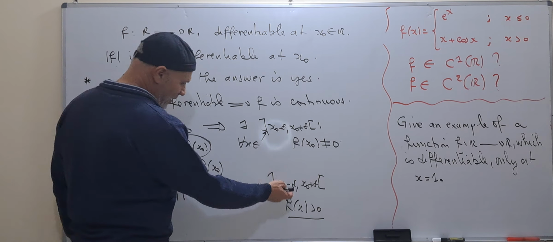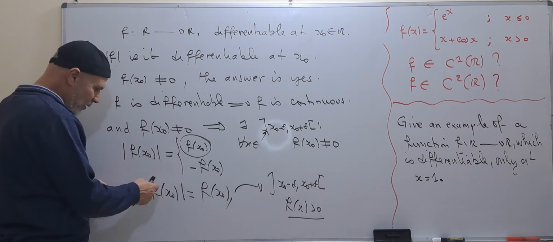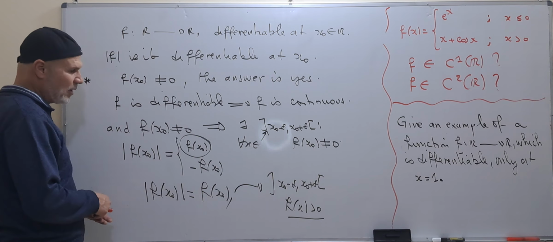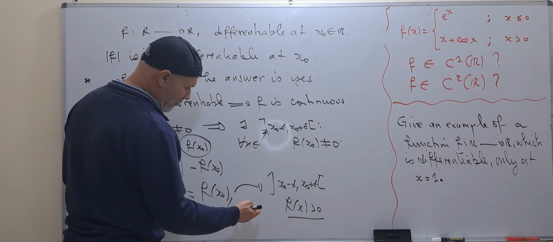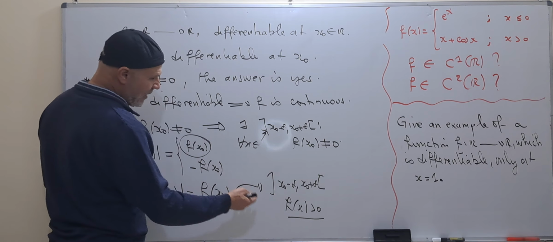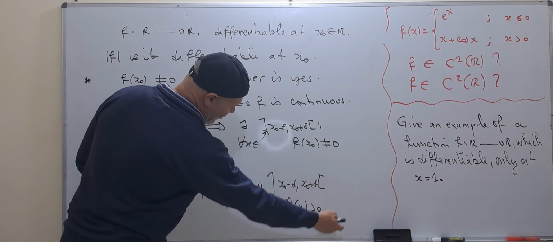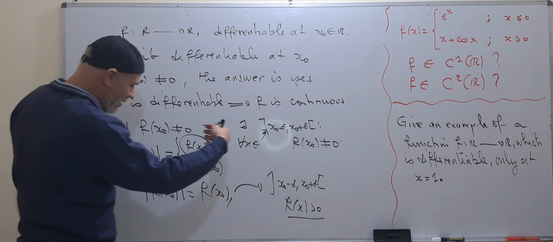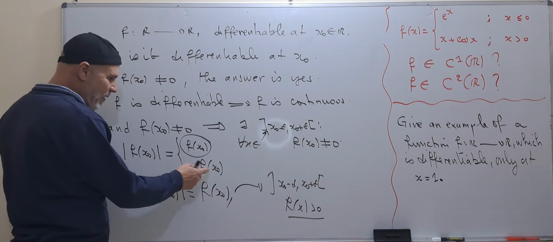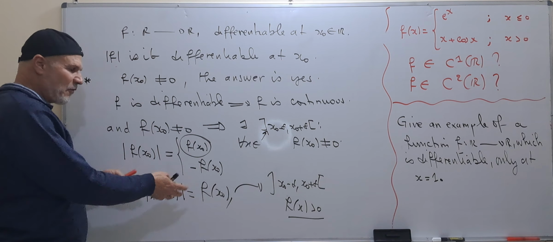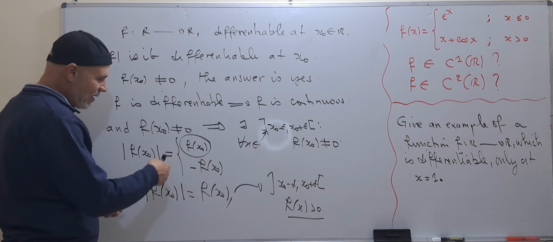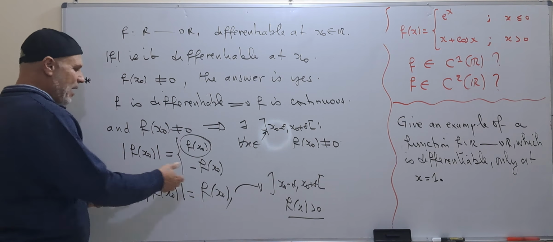In this case, we can say simply that the absolute value of f of x is differentiable. Why? Because f is differentiable and it is greater than 0, so the absolute value of f, which equals f, is differentiable. If it is less than 0, minus f is differentiable. We can use the same technique. Since f is differentiable, minus f is differentiable.